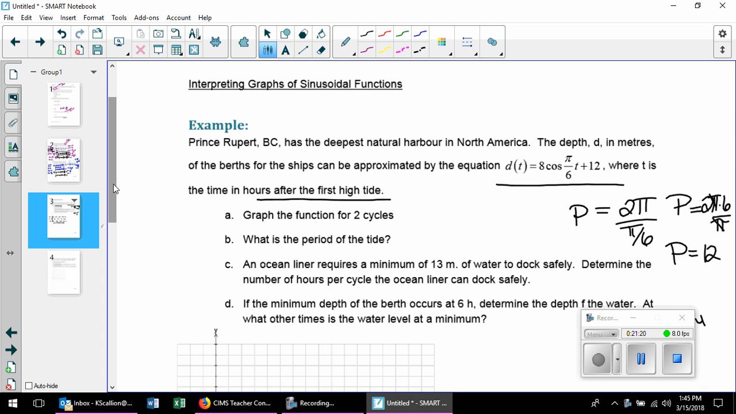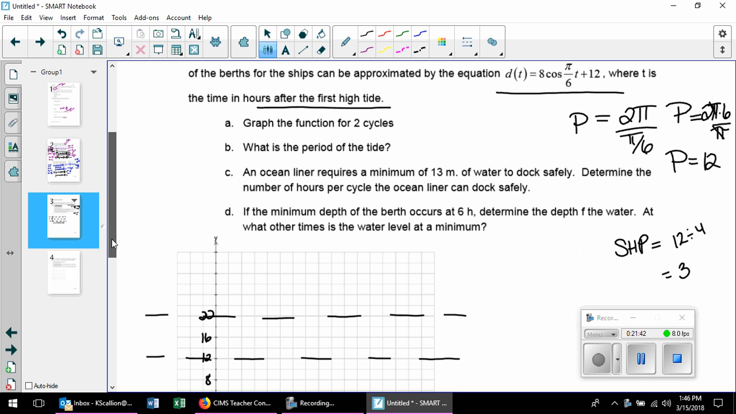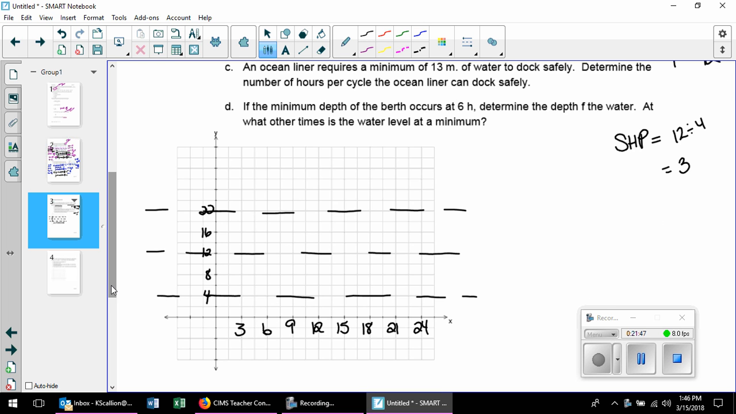I got nothing left. Is there a C value? Is there 2 sets of brackets here? So is there a C value? No. So is there any shift in the graph? No. So where does my cosine graph start? At 0 time, at a maximum. So we are at high tide. We are at high tide at 0, which we said was 20. So there's my first point.